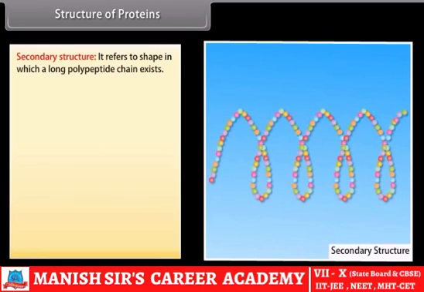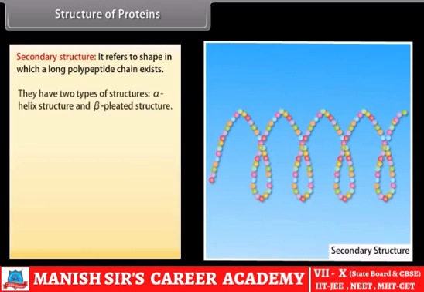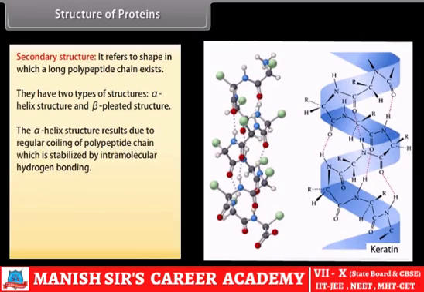Secondary structure. It refers to the shape in which a long polypeptide chain exists. They have two types of structures: alpha helix structure and beta pleated structure. The alpha helix structure results due to regular coiling of the polypeptide chain, which is stabilized by intramolecular hydrogen bonding.